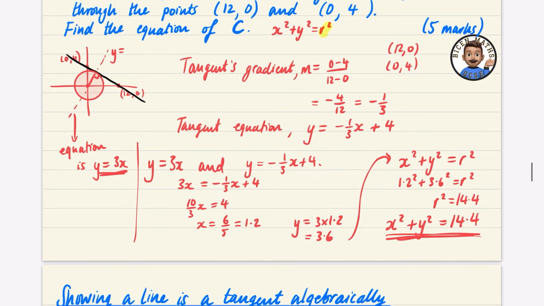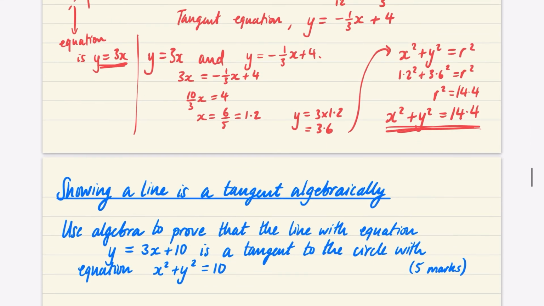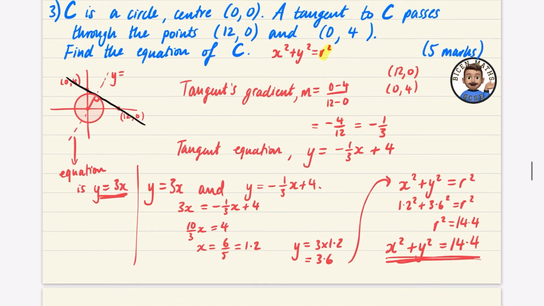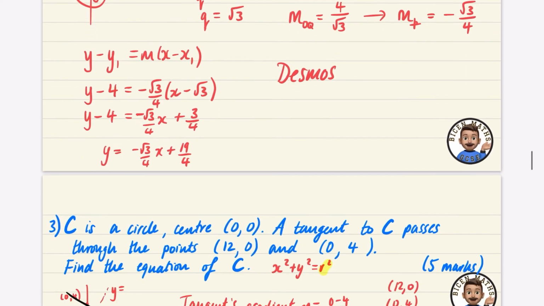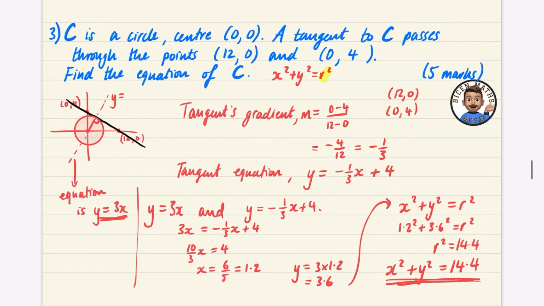I'm going to show you one more thing at the end of this topic, which is showing that a line is a tangent to a circle algebraically. But if you've been able to do those questions, then you're in a pretty good position, because I think this is some tough stuff. This is really similar to A-level maths.